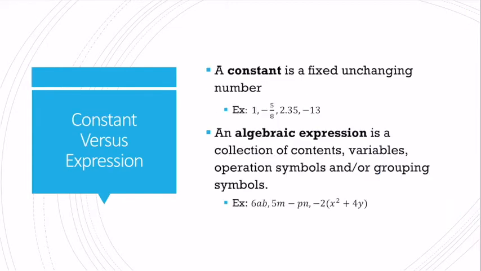A constant is a fixed, unchanging number, right? Like 1, negative 5/8, 2.35. An algebraic expression is a collection of constants, variables, operation symbols, or grouping symbols. So I have some constants, and then typically when we have a constant in front of a variable, we call that the coefficient. And we're going to be working a lot with algebraic expressions and algebraic equations, which are like expressions, but they have an equal sign between a couple terms.